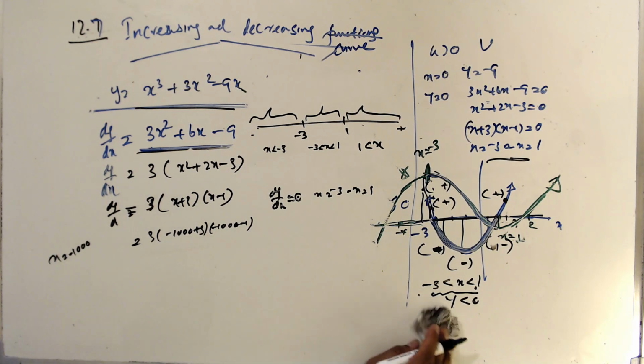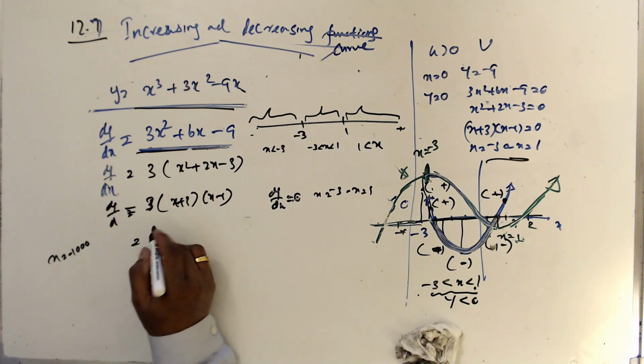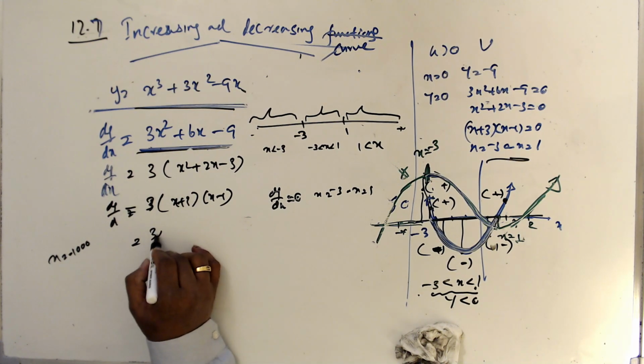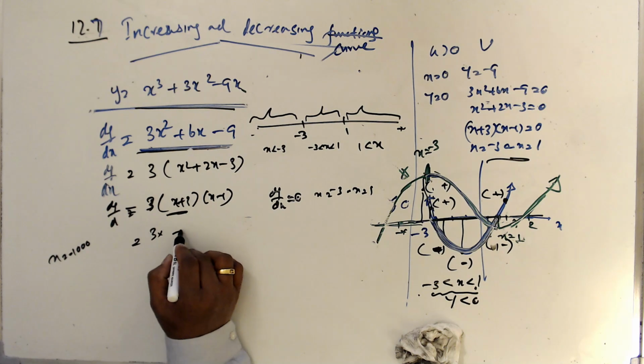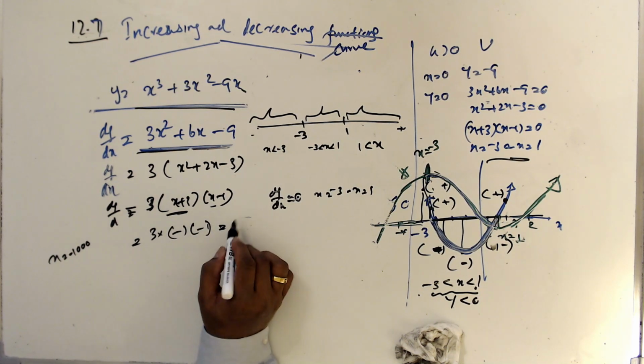Can you see? I don't need to write minus 1,000. When I get minus 1,000, this is 3 times what is this value? Minus. What is this value? Minus. Minus 9, minus is positive.